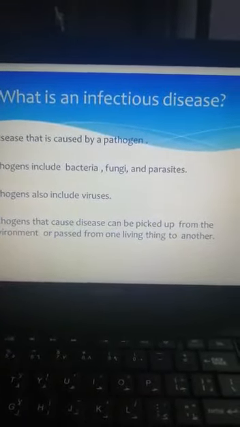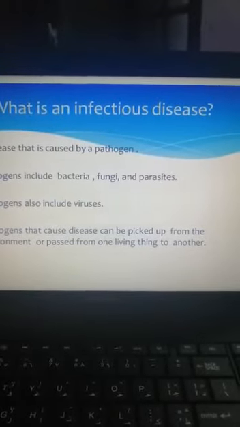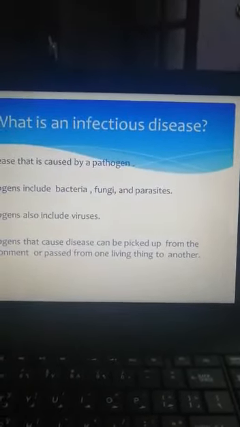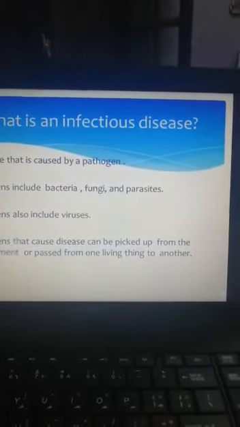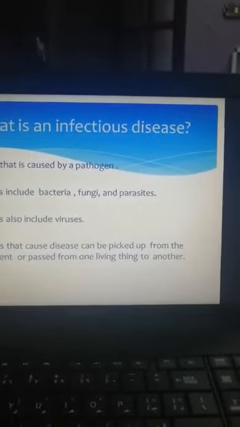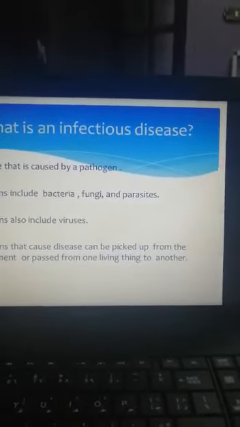Hi, grade 7. Today we will continue our lesson on infectious disease. Last session we talked about non-infectious disease, and in this session we will talk about what's meant by infectious disease. Infectious disease is a disease that is caused by a pathogen.